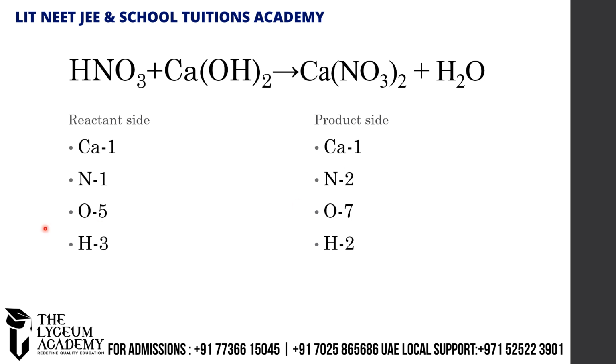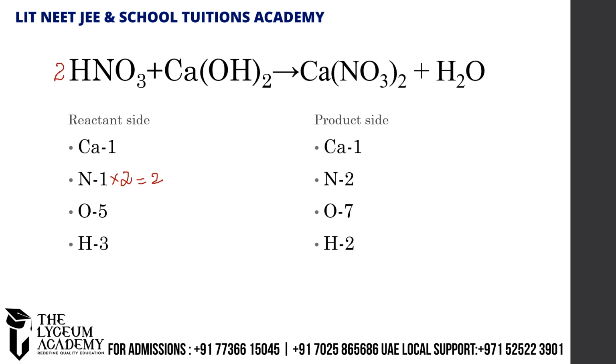The first step is to balance the metal. Here the metal is calcium, and the number of calcium is equal on each side, so there is no need to balance. Next, we move on to the non-metal. Here the non-metal is nitrogen. There is a change: on the reactant side there is 1 nitrogen and on the product side there is 2. So we have to balance by multiplying by 2 on the reactant side. We put the coefficient 2 on the reactant side where the nitrogen is present, which is in HNO3. So we write the 2 in front of HNO3.